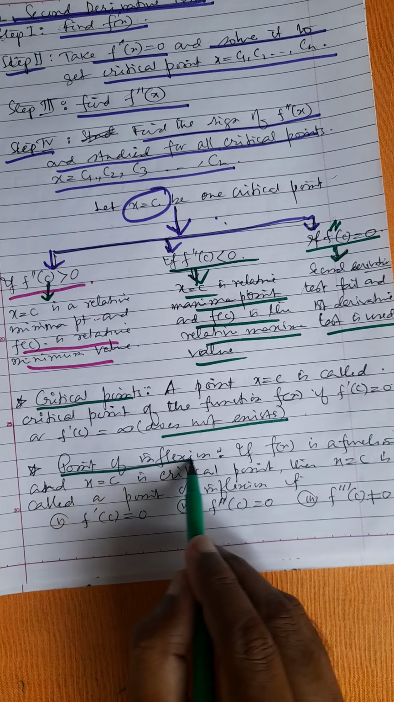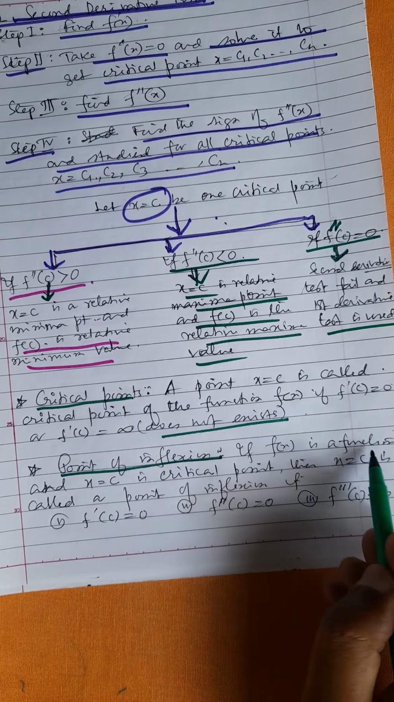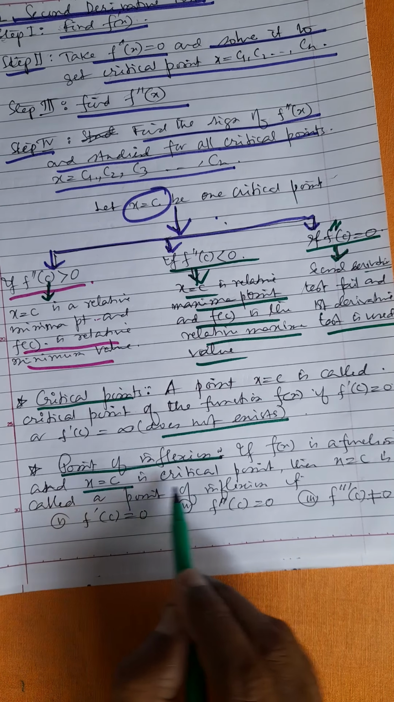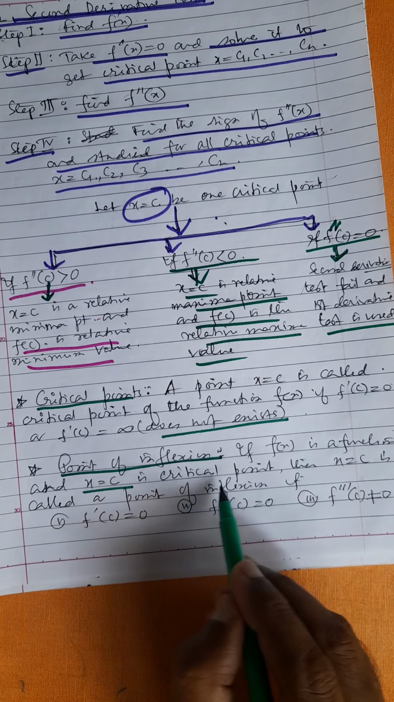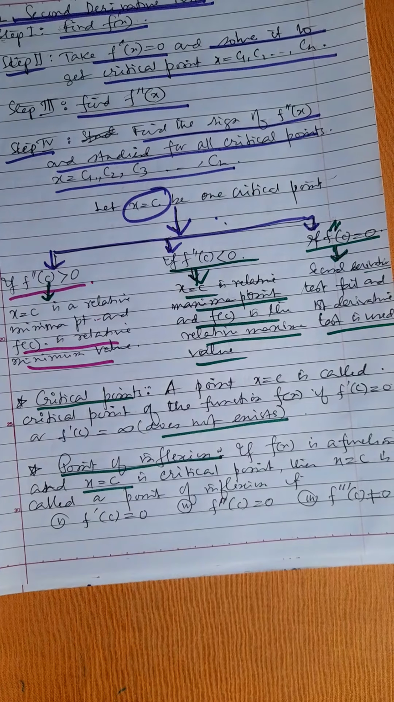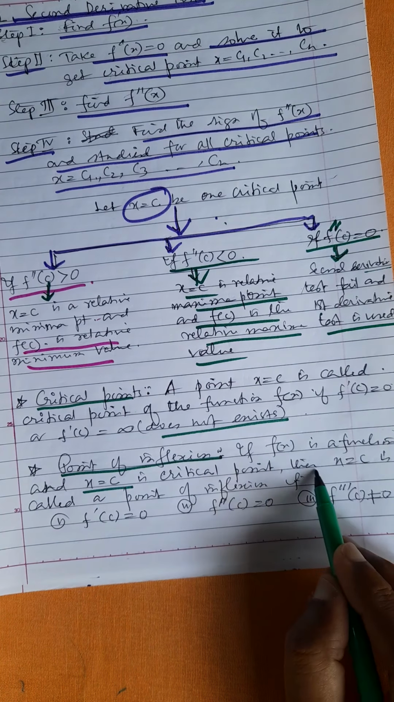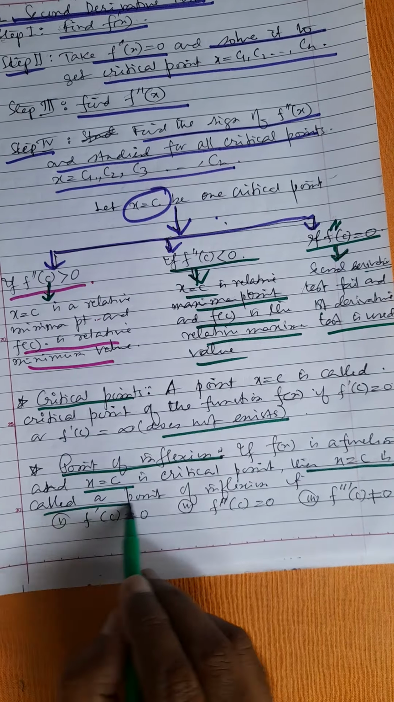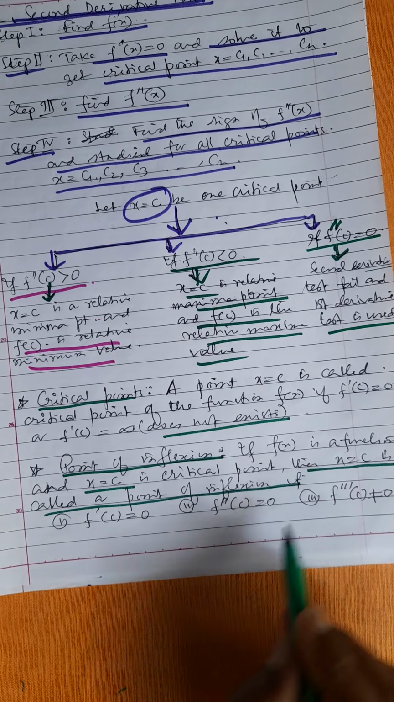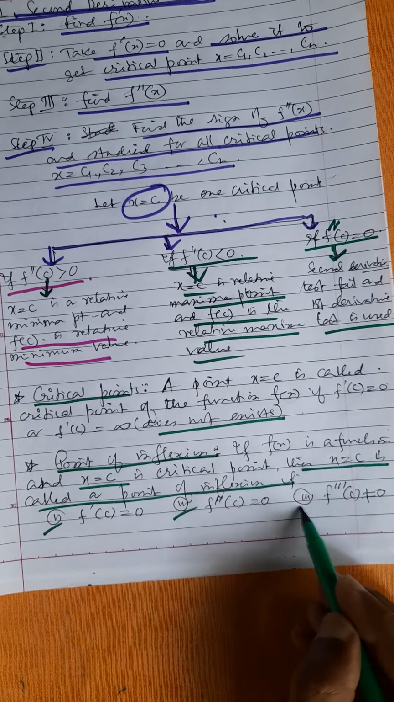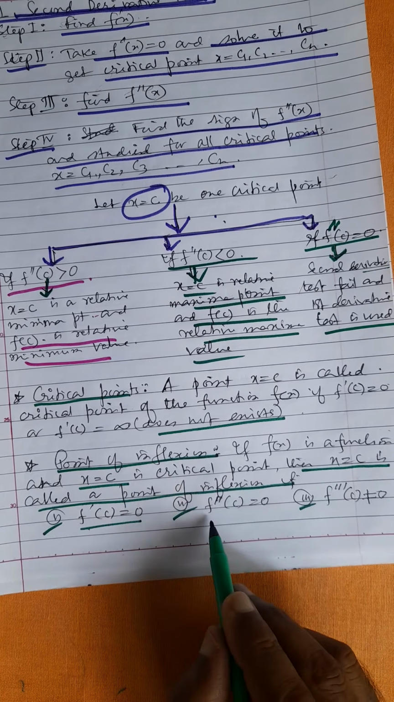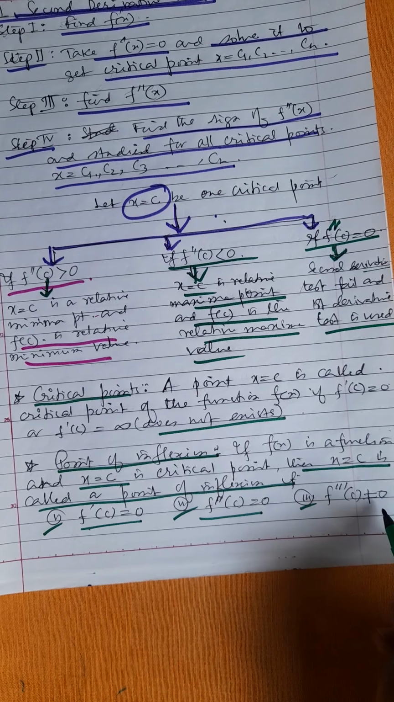Point of inflection: if f(x) is a function and x = c is a critical point, then x = c is called a point of inflection if and only if all three conditions are satisfied. That is, f'(c) = 0, f''(c) = 0, but f'''(c) is not equal to 0.